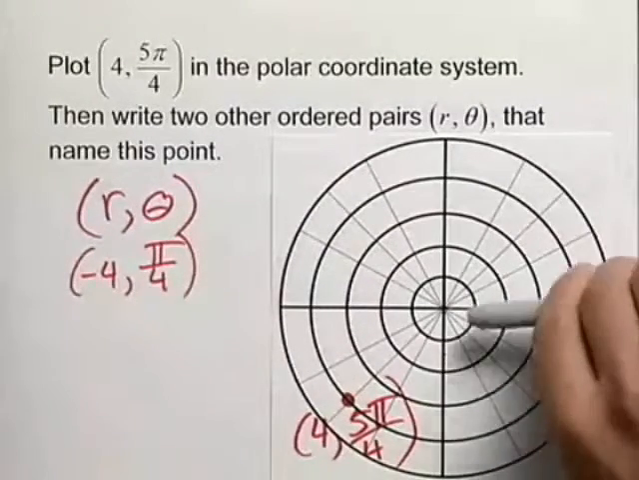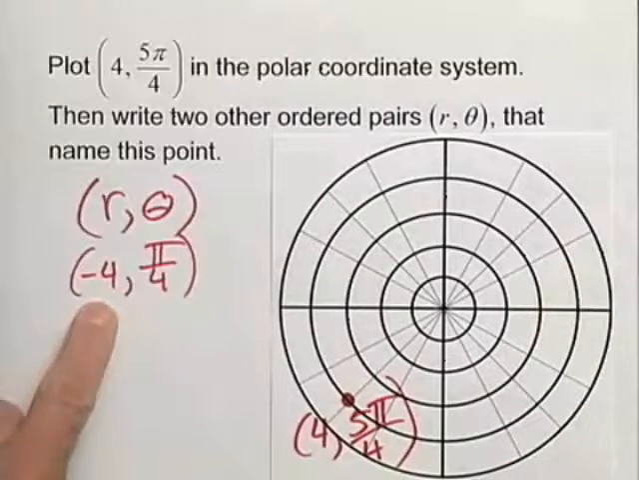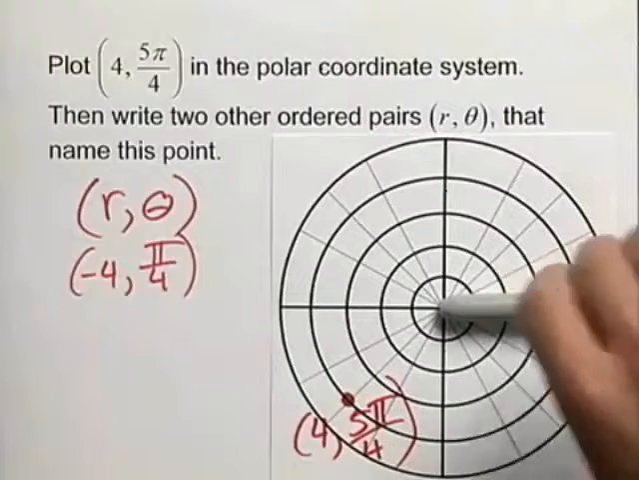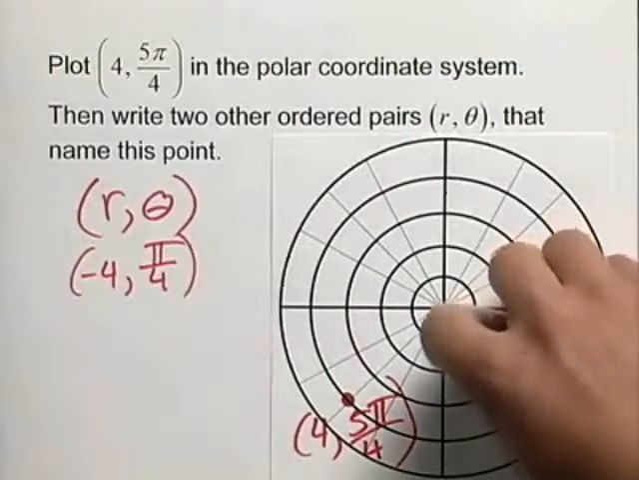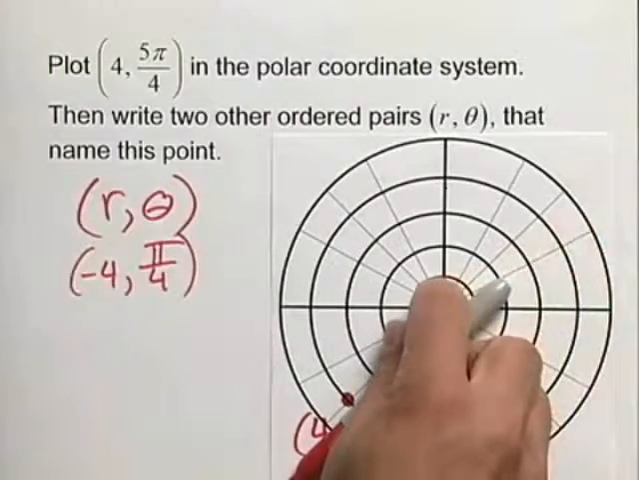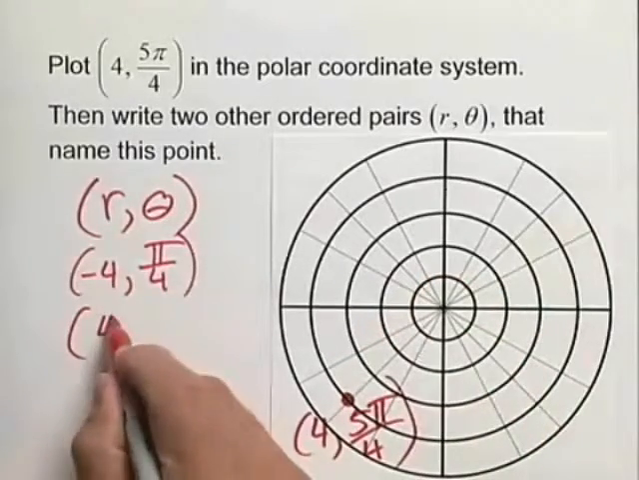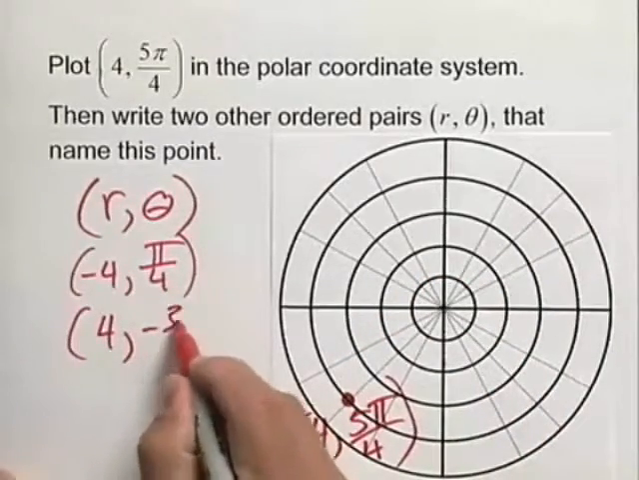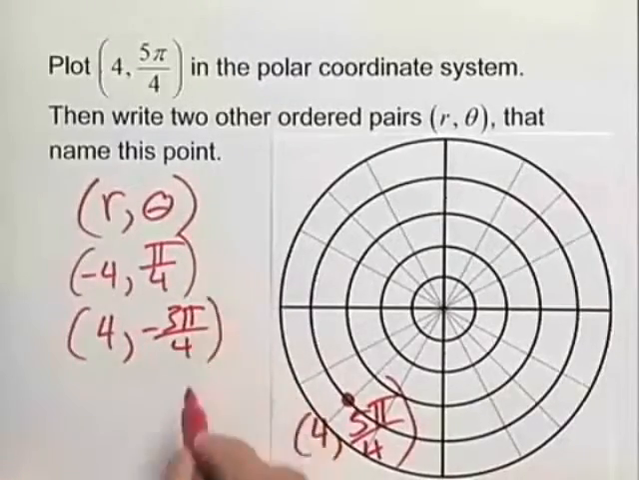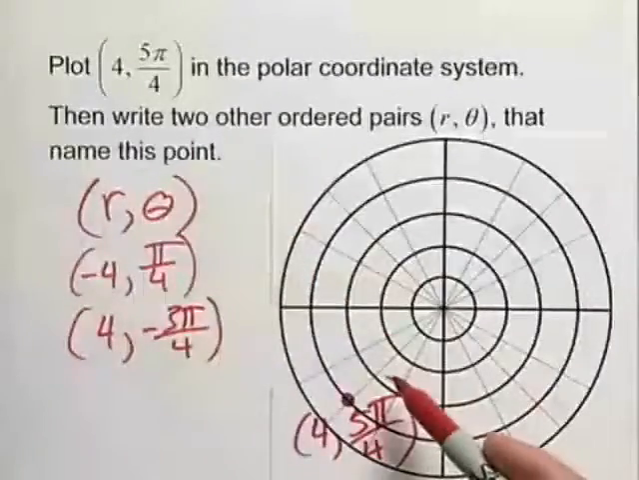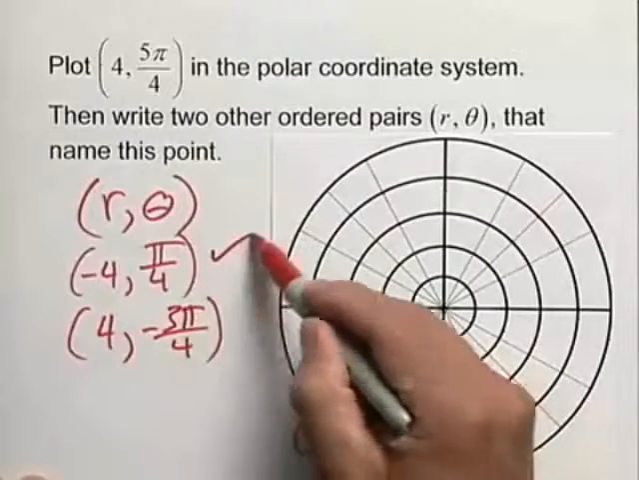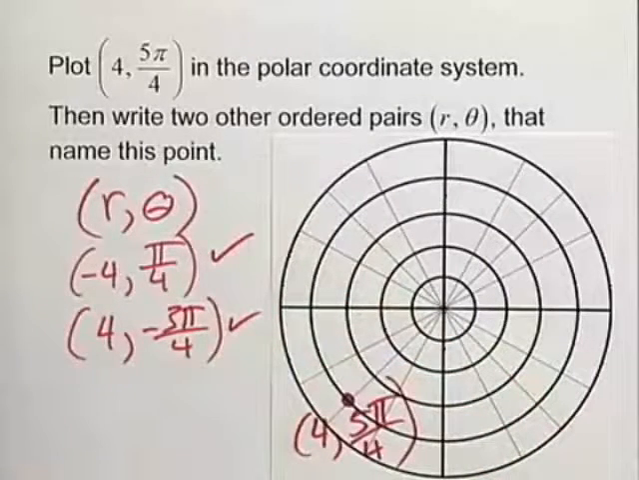Another way we could write this, instead of changing the sign on r, change the sign on θ. And we've got to be a little bit careful here. To go from our standard position here, rotate this around, we're only going to go 3π/4 in the negative direction. And so another way of writing this would be (4, -3π/4). So there's our point plotted on a polar coordinate system. And here's two other ways of writing that same ordered pair as polar coordinates.